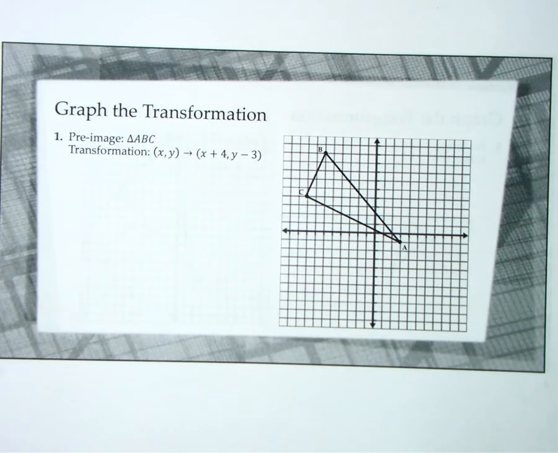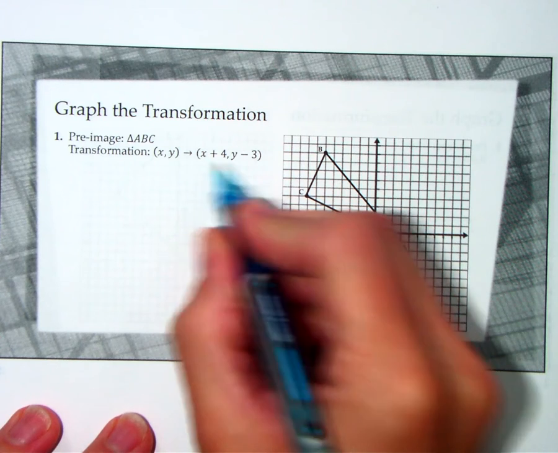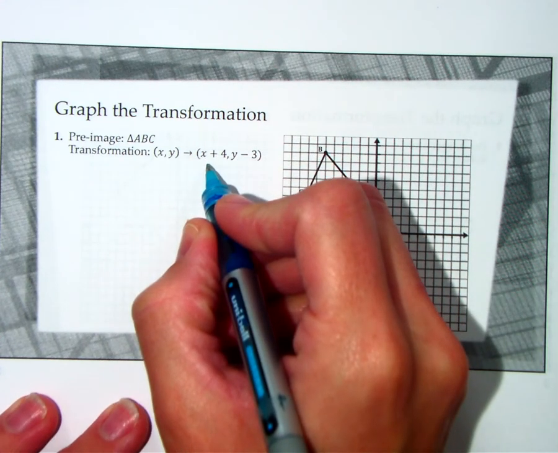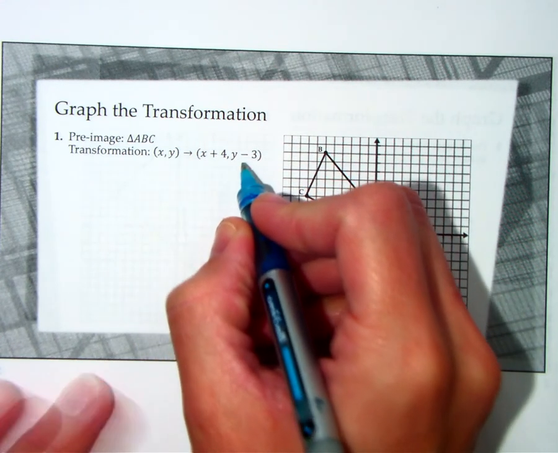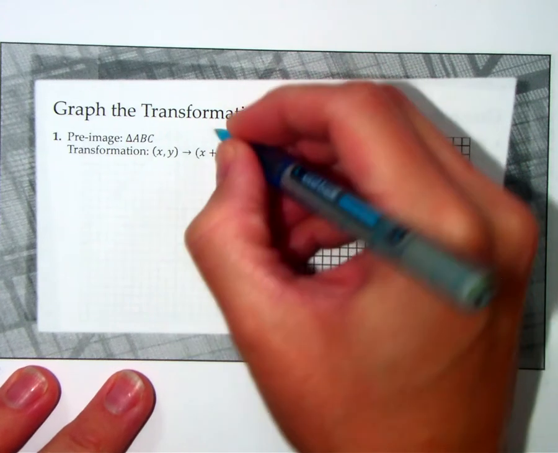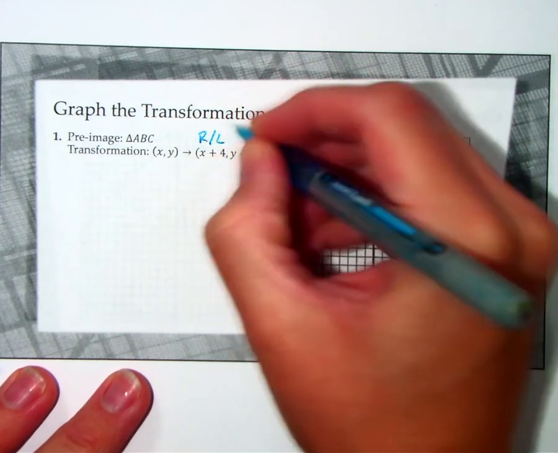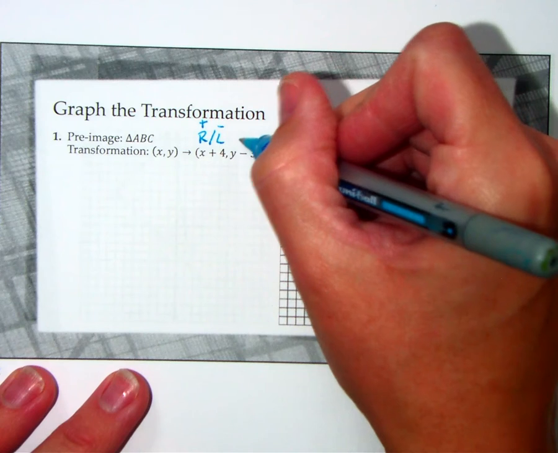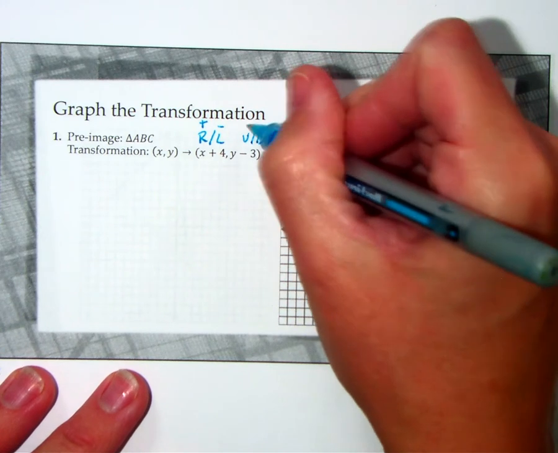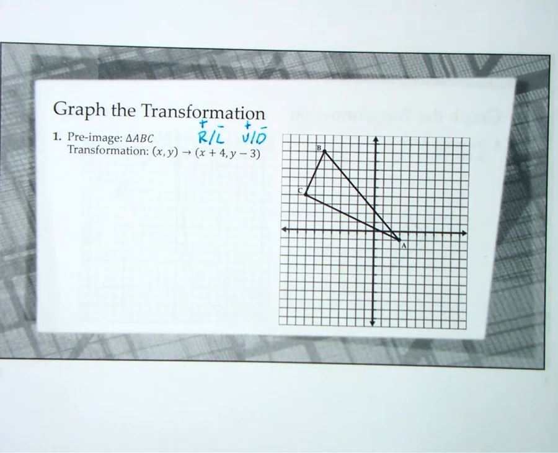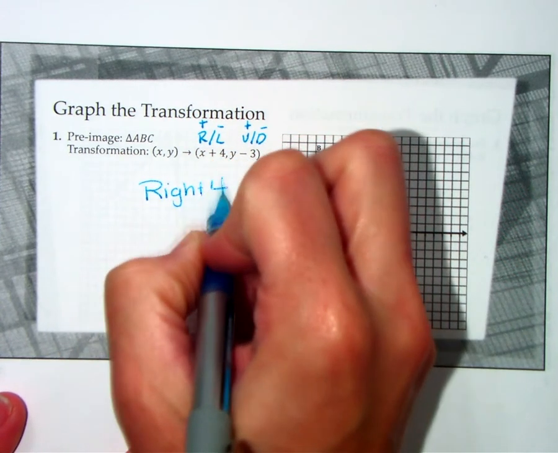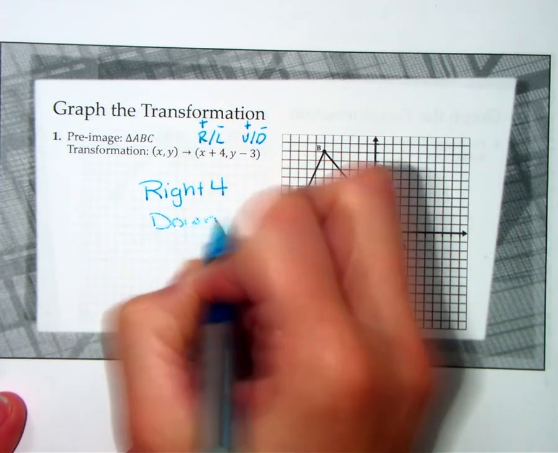So translation, right here, this tells you which direction to go. So I want to go in the positive x direction, 4, and I want to go in the negative y direction, 3. Okay, well, x is either right or left, right being the positive and left being the negative. And then y is up or down, up being the positive and down being the negative. So based on that, I want to go right 4, and I want to go down 3.